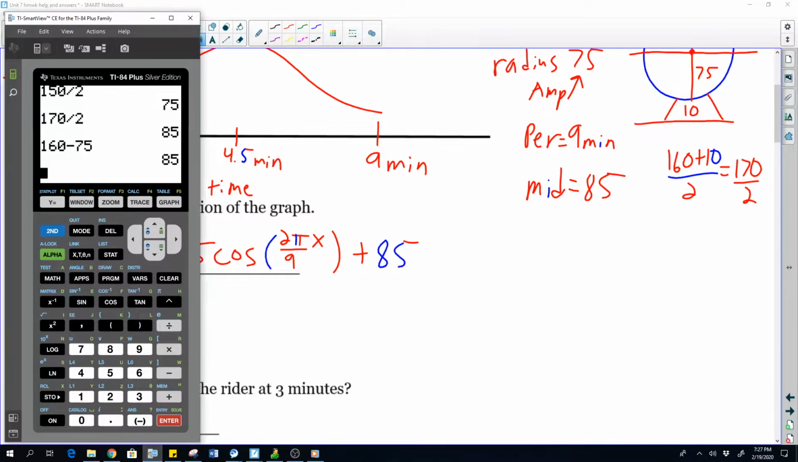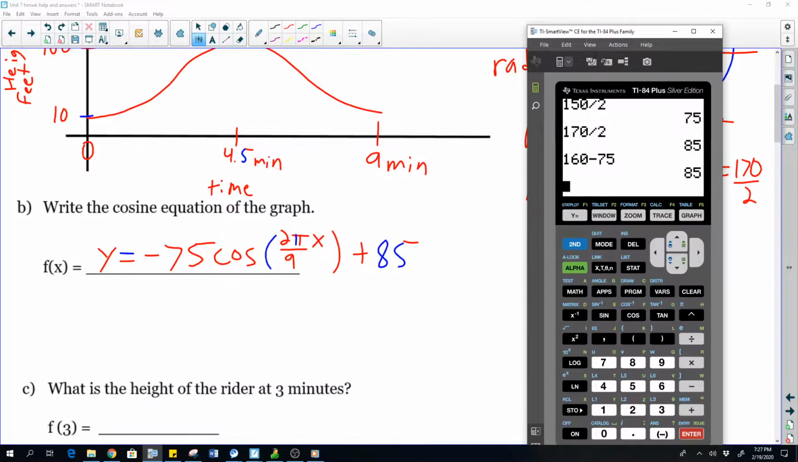So we're going to go here to our calculator. We're going to go to y equals, and we're going to type in -75 cosine of 2, pi, and then the x, and then divided by the 9 minutes.